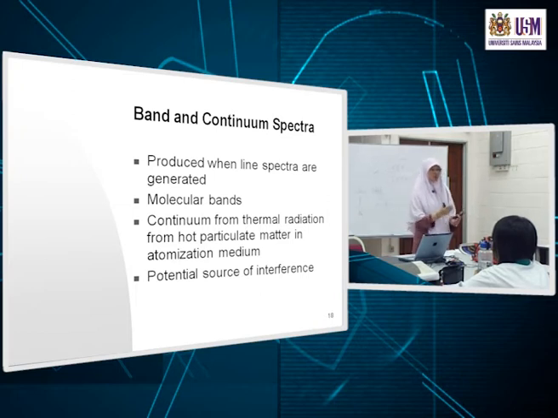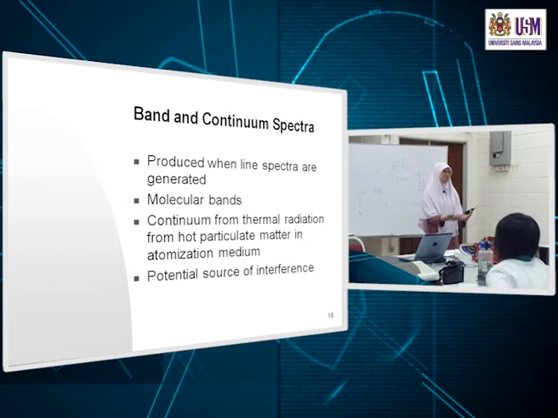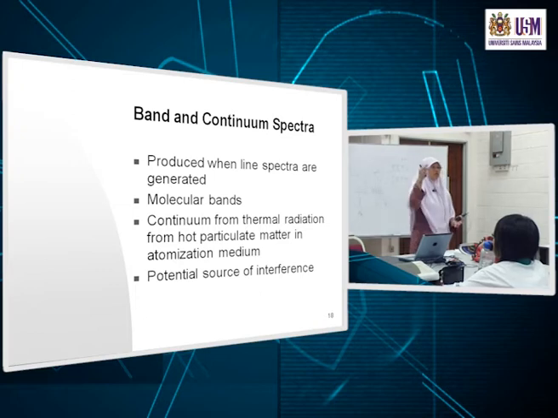How do you convert, for example, just now we talked about your solution of NaCl. If we are interested in measuring the absorption of sodium, we need to convert that sodium ion in solution to a sodium atom. And it must be in a gaseous form, okay? An atom in a gaseous form before it can absorb that light from the source.